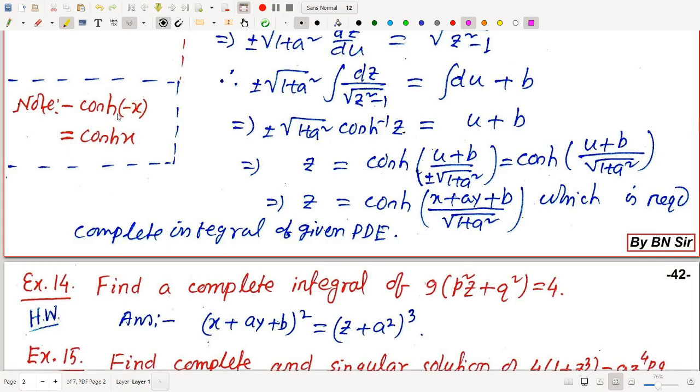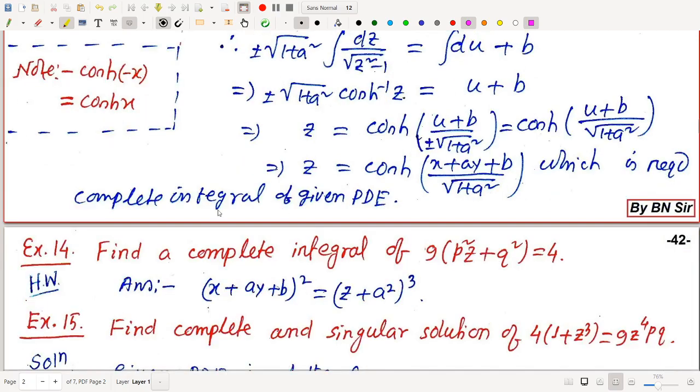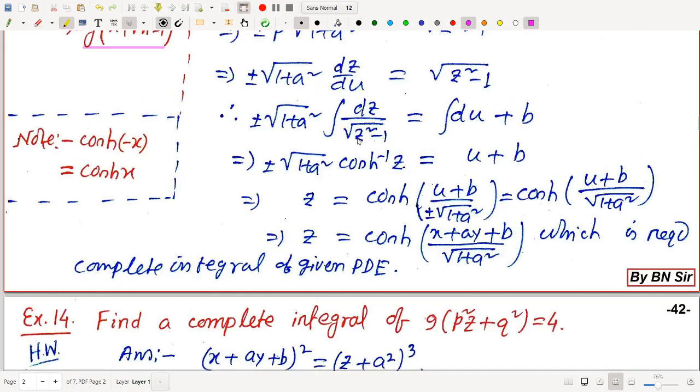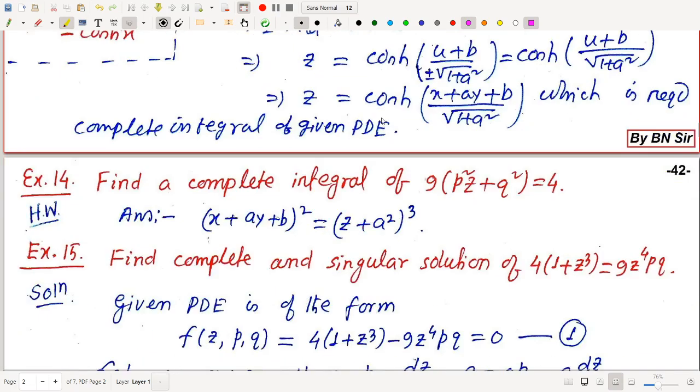Why? Because cos hyperbolic of minus x is cos hyperbolic x, same like cos of minus theta is cos theta. So our solution is z equal to cos hyperbolic of x plus ay plus b by root over 1 plus a square, because u is x plus ay. This is our complete integral where a and b are arbitrary constants. You can give the answer in terms of log, no matter. You can write it as log of z plus root over z square minus 1, answer can be kept.